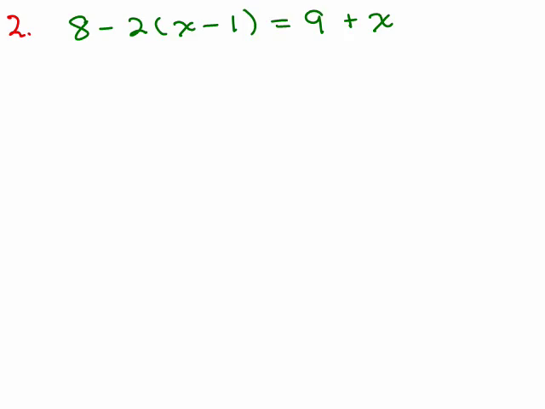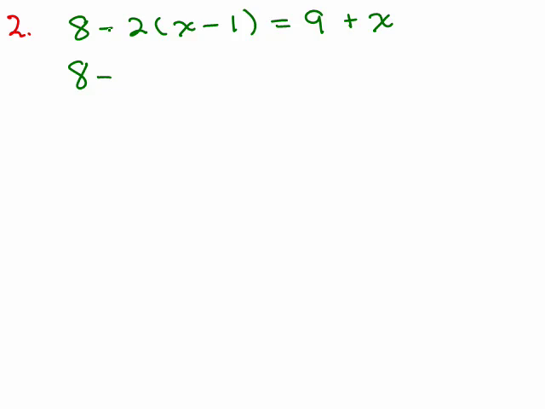All right, here's number 2. I'm not going to have room on this little area to put the check right next to it, so we'll do that at the bottom. All right, now notice we have on the right-hand side 9 plus x, and that's simplified. But on the left, we've got a parentheses, so the left side is not simplified. So our first step is to simplify this side.